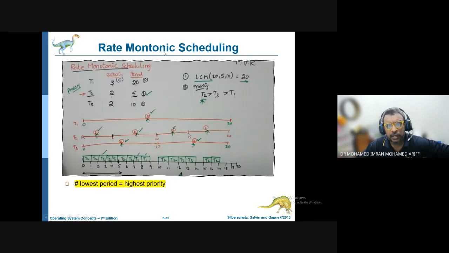In rate monotonic scheduling, you are given certain processes. Here I use T, where T is task, same as process. And you're given the capacity and the period. Meaning, if we read T1, within 20 seconds, its task is only 3 seconds. Every 20 seconds, it does only 3 seconds. Every 20, it does 3. Every 20, it does 3.